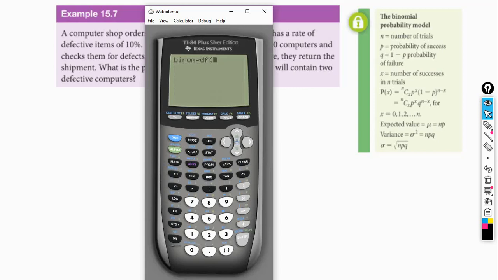Click on enter, and if you have an old version of the TI-84, you have to put in first the number of trials, which in this case is 10 trials, and then the success rate, which we said was 10%, so 0.1, and finally the number of successes that you want, which is 2. Don't forget to use commas, and then we hit enter. And notice that we get the same answer, right? 0.194 rounded to 3 significant figures.